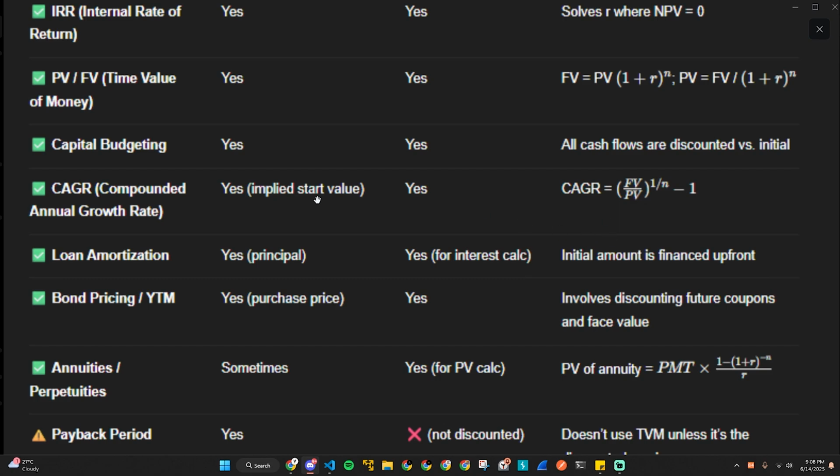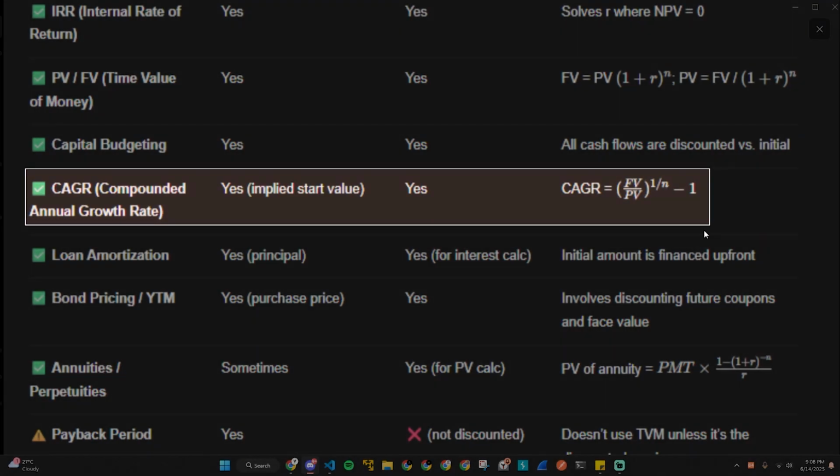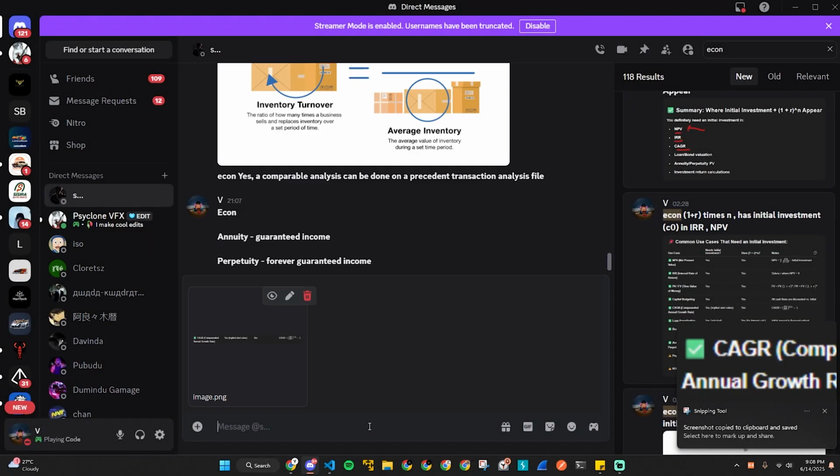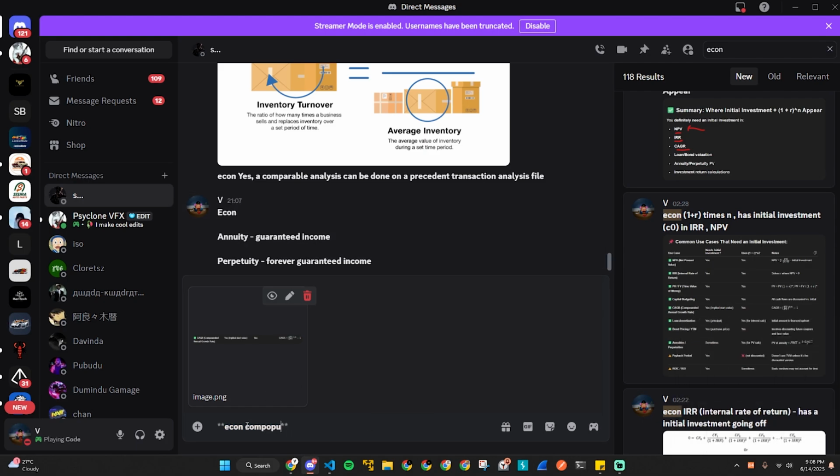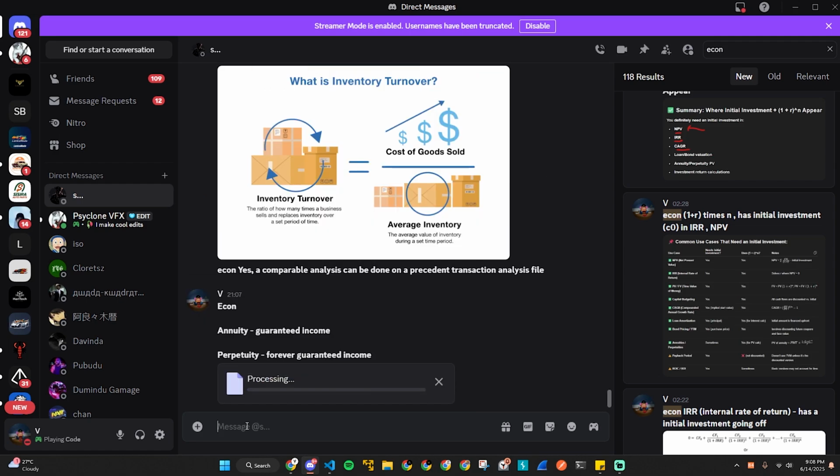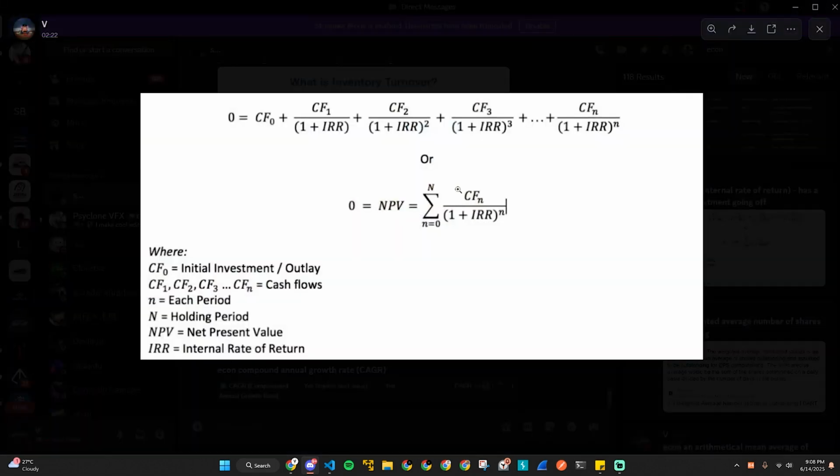Annual growth rate: future value over present value, to the power 1 over n, minus 1. So let's take note of this one as well. Compound annual growth rate, CAGR. And you can see the initial investment right here.